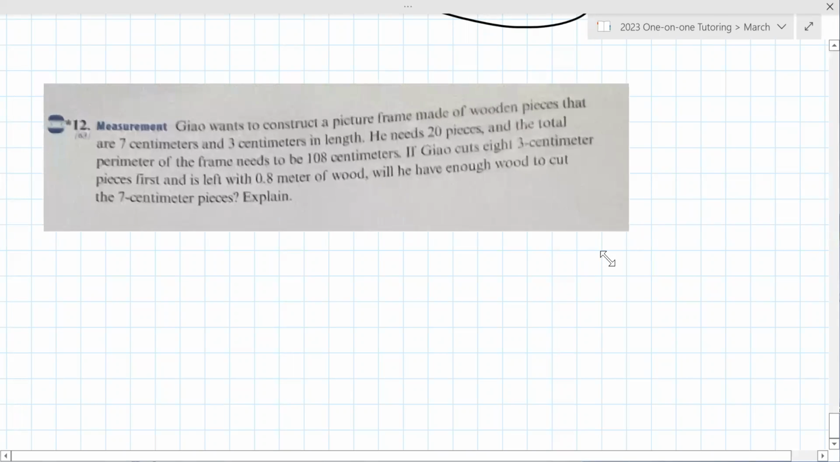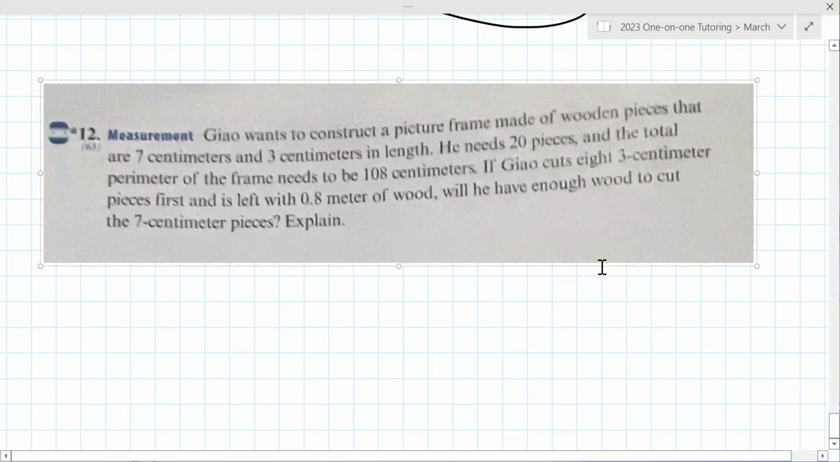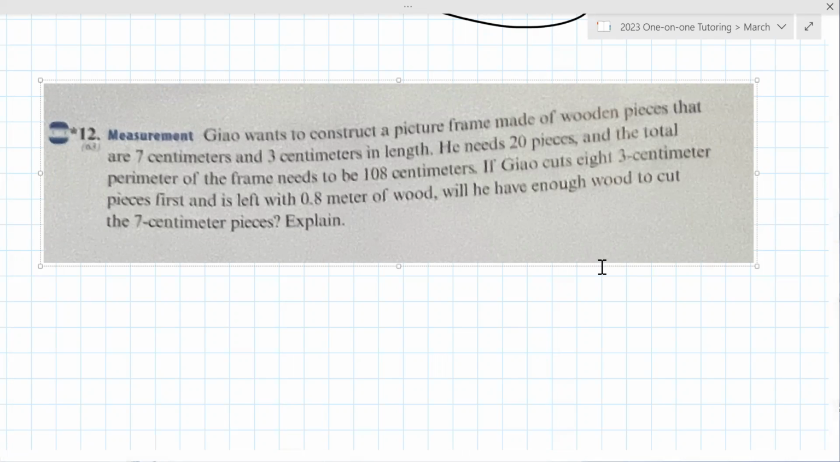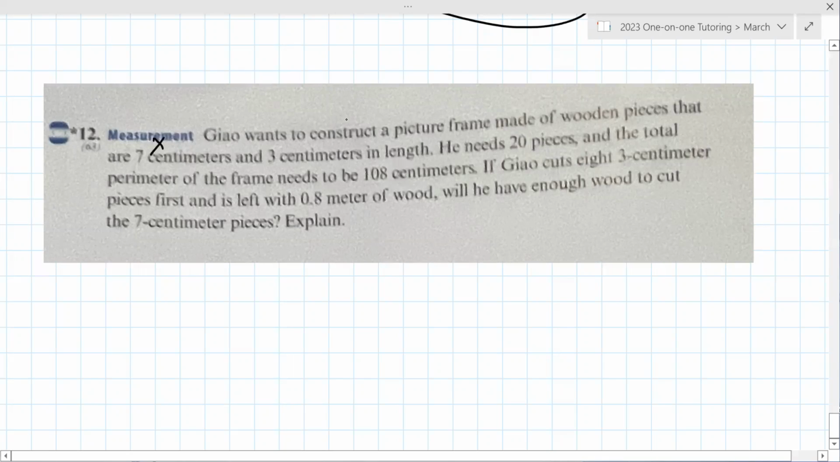G wants to construct a picture frame made of wooden pieces that are 7 centimeters and 3 centimeters in length. He needs 20 pieces, and the total perimeter of the frame needs to be 108 centimeters. If G cuts out 3 centimeter pieces first and is left with 0.8 meters of wood, will he have enough wood to cut the 7 centimeter pieces? Wow. Okay. 20 pieces. So we're going to call x the 7 centimeter pieces and y the 3 centimeter pieces. So we have x plus y equals 20.